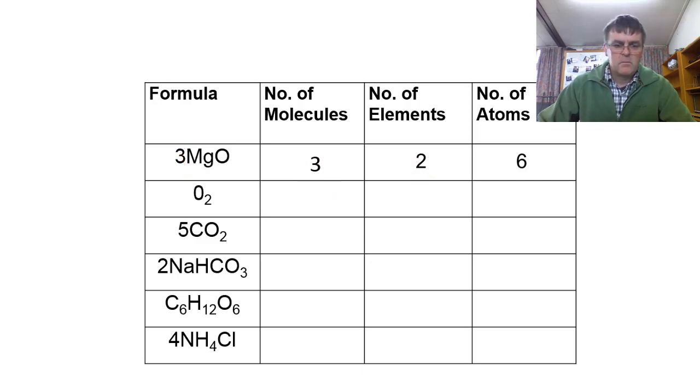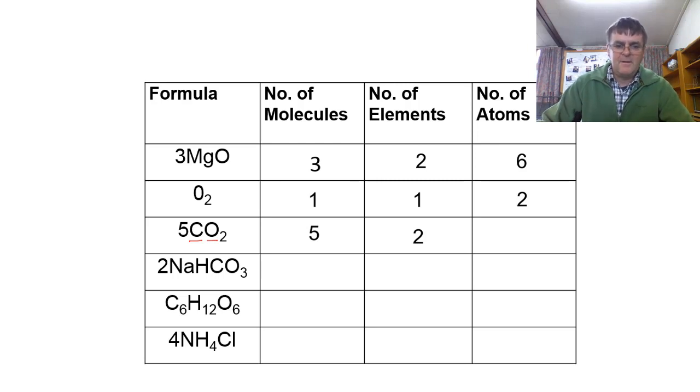Next one, oxygen. We've got 1 molecule. There's no big number in front of it. There's only 1 element there, and I've got 2 of them. The little 2 tells me we've got 2 of them. Next one, we've got carbon dioxide as our thing here. There's a big 5 there and a 2 there. So number of molecules, that's 5 lots of carbon dioxide. Number of elements, I've got a carbon and an oxygen. So I've got 2 elements.